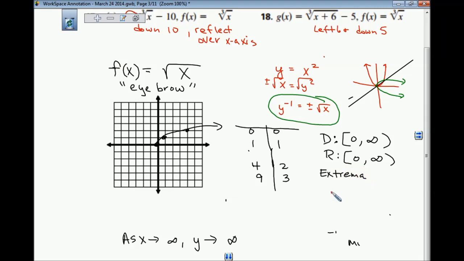We do. We have an absolute min, and that absolute min occurs at the point (0, 0). You could just put that the function has a minimum value of 0, because that's really what it's asking.